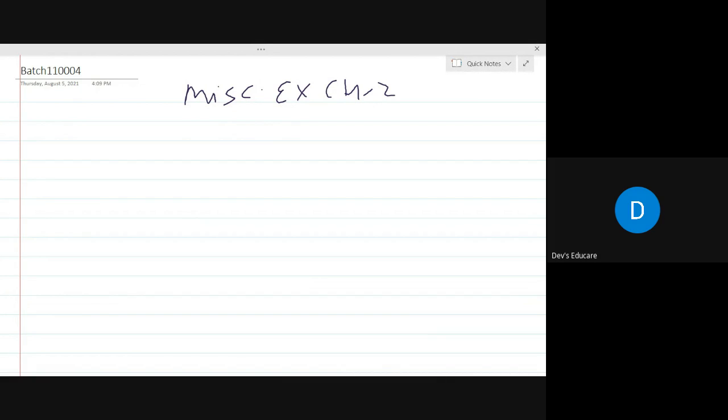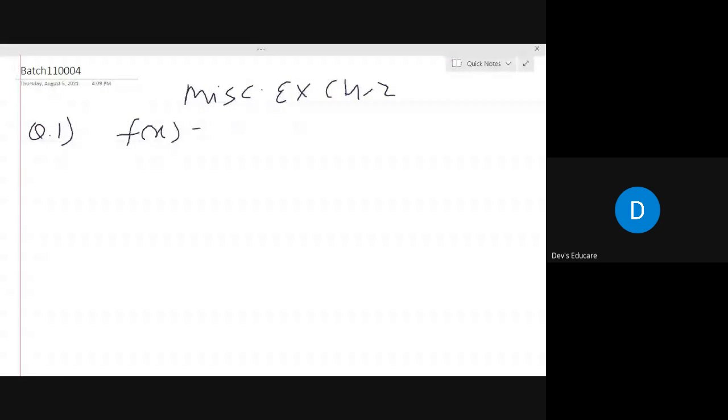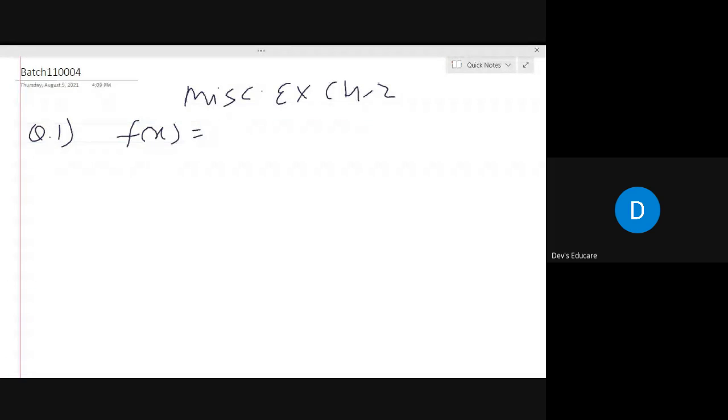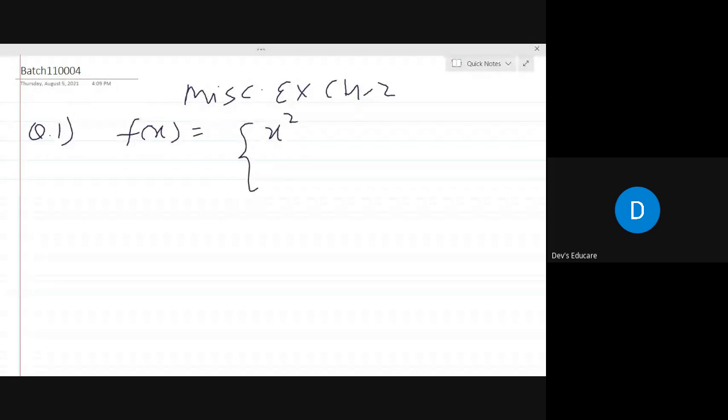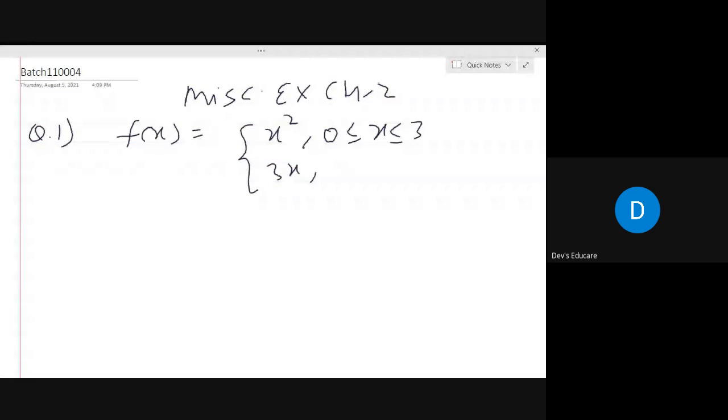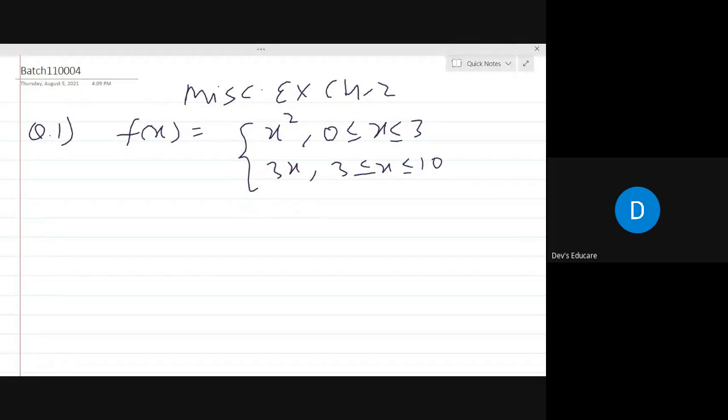Miscellaneous exercise, chapter 2, question 1. The function f is defined by f(x) equals x square for 0 less than or equal to x less than or equal to 3, and 3x for 3 less than or equal to x less than or equal to 10. So the relation f is defined in such a way.